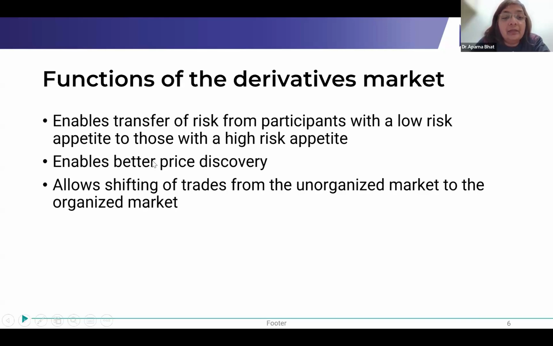And the derivatives market enables better price discovery. What do you mean by price discovery? Price discovery basically means understanding or determining the fair price of some asset. For example, let's say I have a house somewhere in the foothills of the Himalayas. There is a small village, and there is an old house which I own there. It's a very old cottage in a remote village in the Himalayas. Let's say I am planning to sell that house.